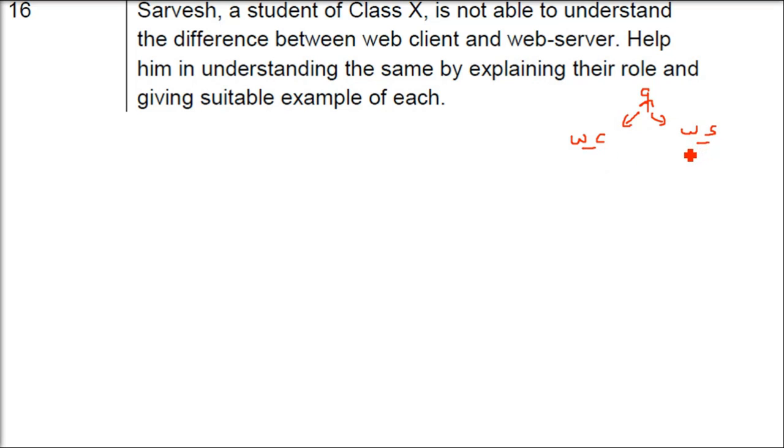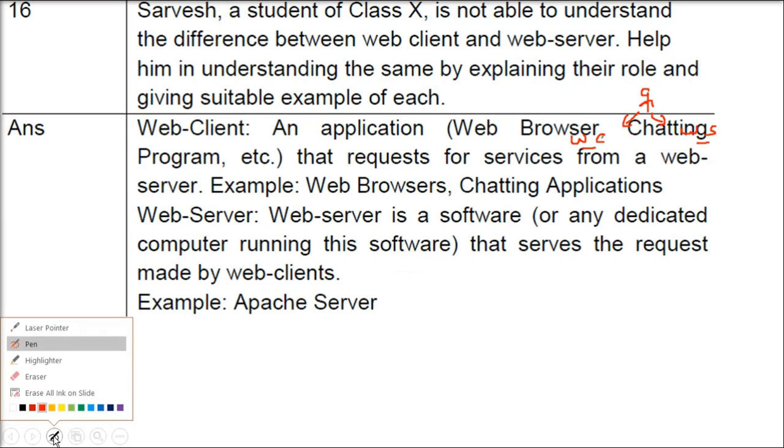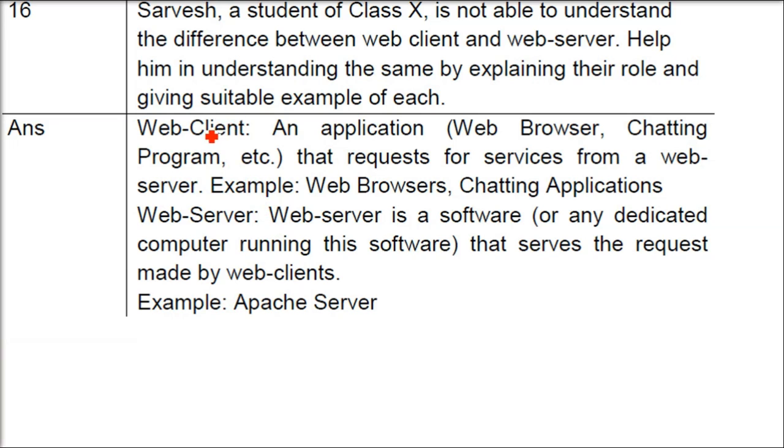So web client and web server. Basically, on the internet, what is a client and what is a server, you have to explain. So let me just clear it first. Okay. Web client: whenever you open a web browser or anything on the internet with a certain application, for example, you open your Google Chrome, say you open Firefox, this is your web browser.